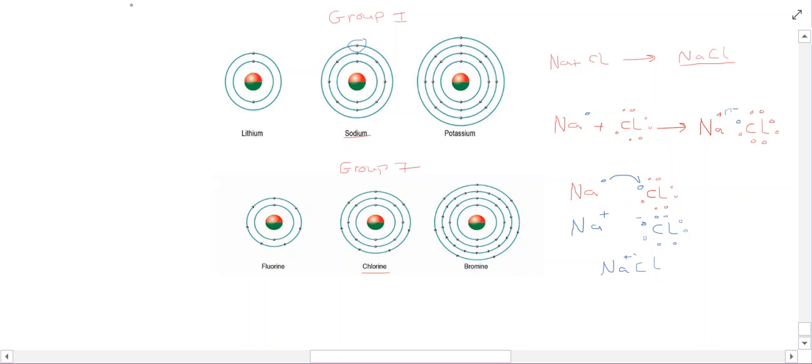But if you think about what's driving this, number one is the arrangement of the electrons. Because group 1 elements have 1 electron in the outer energy level, and group 7 elements have 7 electrons in the outer energy level, these two react perfectly with each other, or they complement each other.